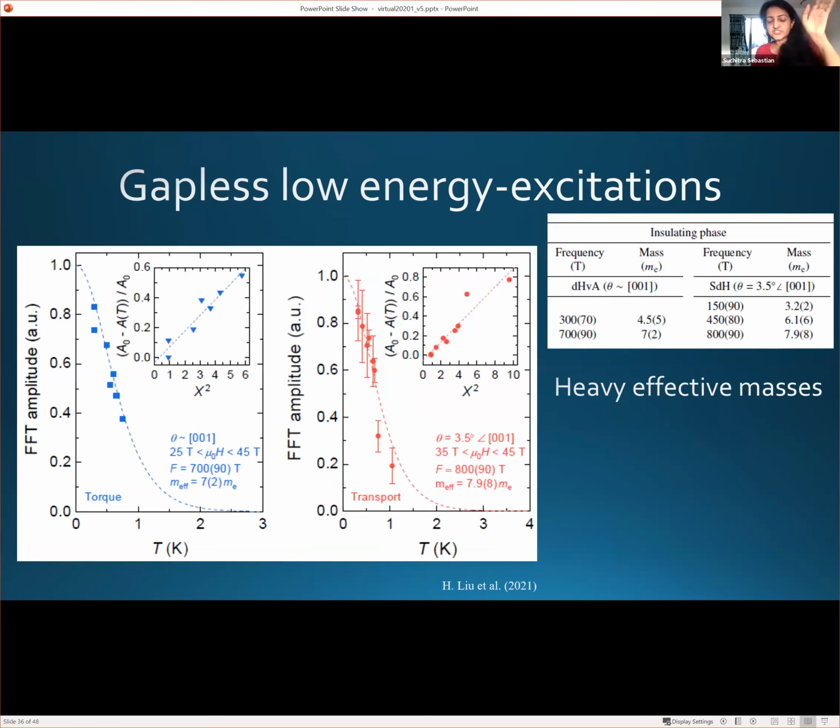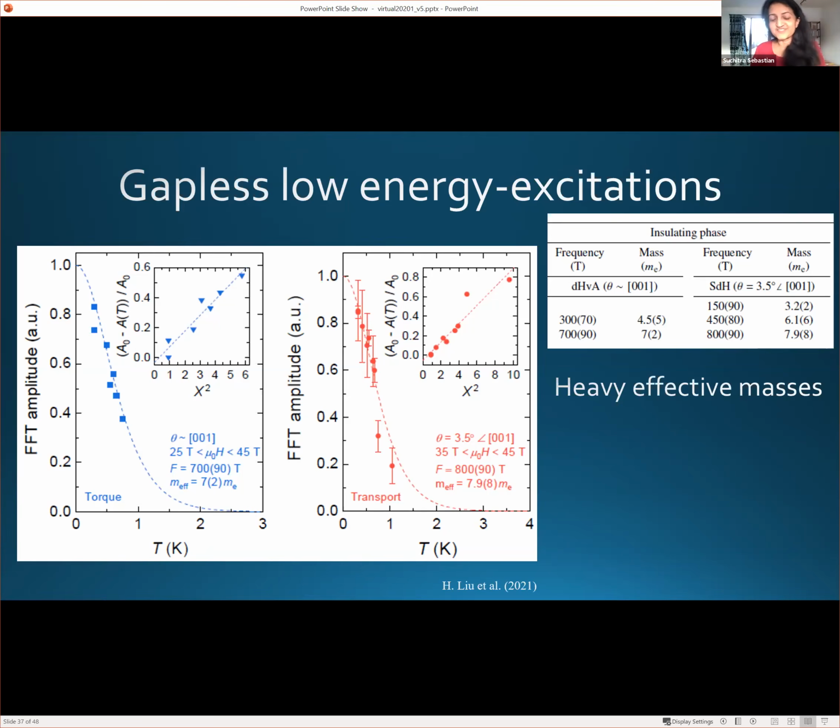We look at the temperature dependence of the quantum oscillation amplitude. Again, we do the same thing we did before to test whether there are gapless states. We can see the quantum oscillation amplitude rise down to low temperatures. Looking at the multiple frequencies, they all have heavy masses, ranging from about 3 to about 8. On the left is magnetic torque, on the right is electrical transport, and you can see the similarity in masses for the similar frequencies observed in both.